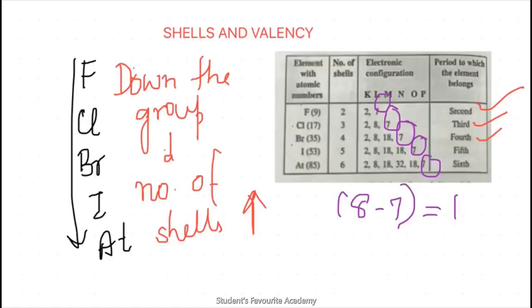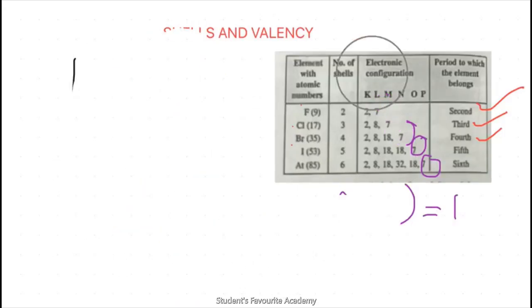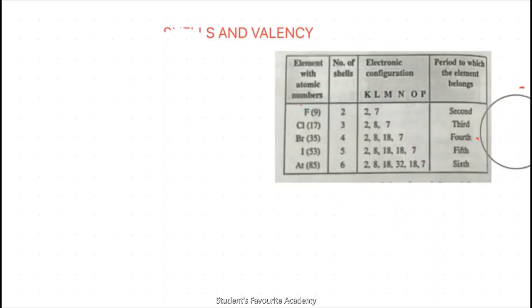This is my next topic, that is shells and valency. So we'll discuss this, children. What happens here? See, down the group, what is happening? First of all, I'll let you know what is shells, children.